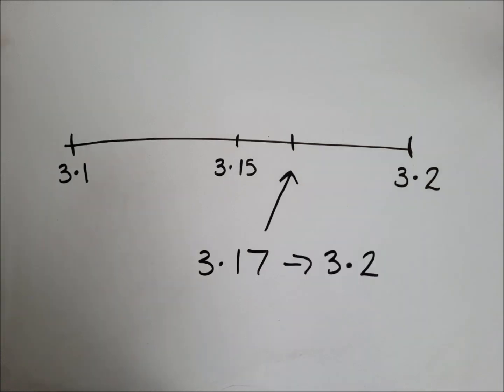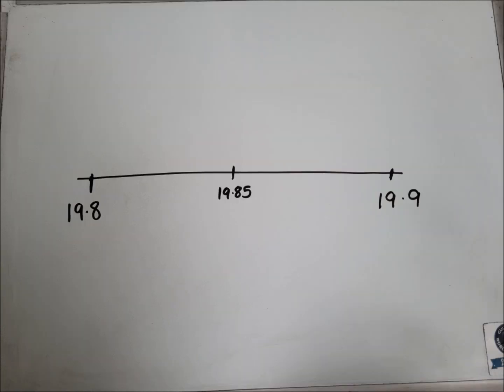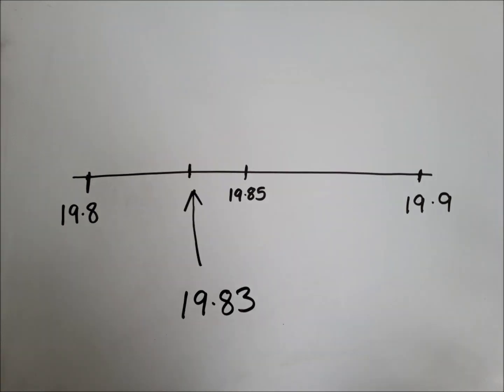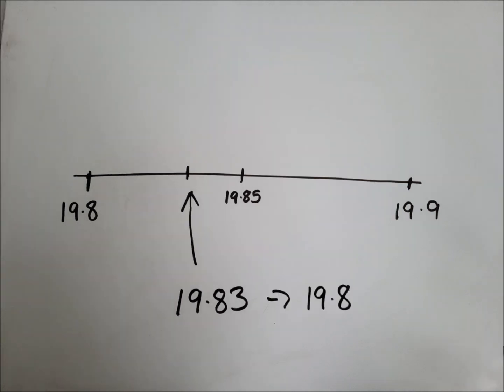Let's have another look at another example. This number line, I have got 19.8 at one end and 19.9 at the other end. So right in the middle would be 19.85. So where would 19.83 lie on the number line? Well, it would come before the 19.85, so it would roughly lie about there, which means it is closer to 19.8 than it is to 19.9.